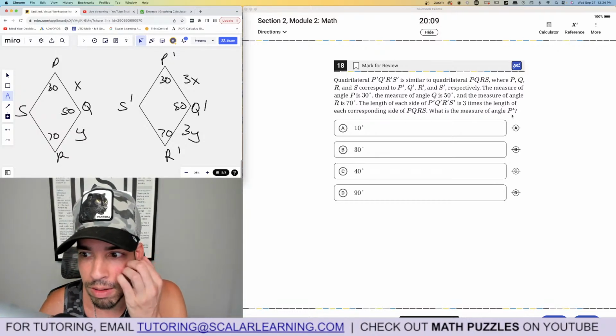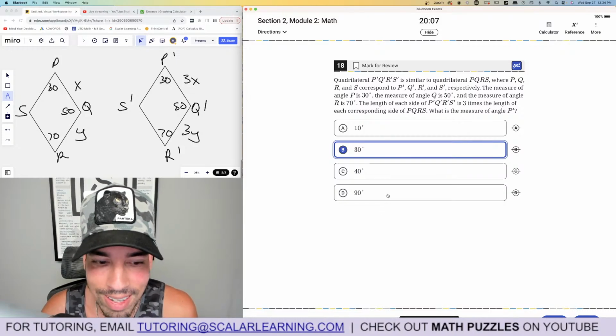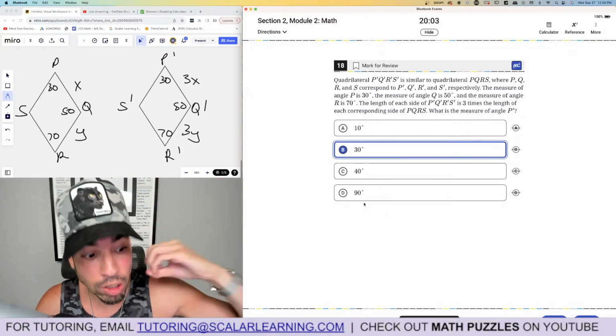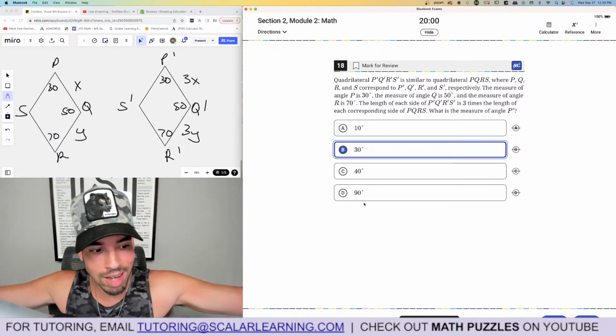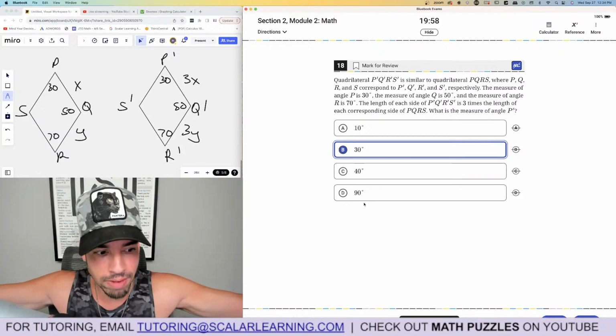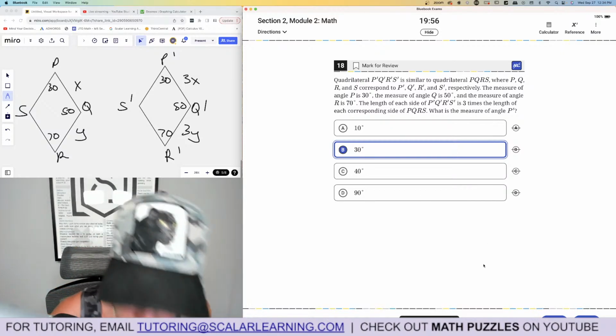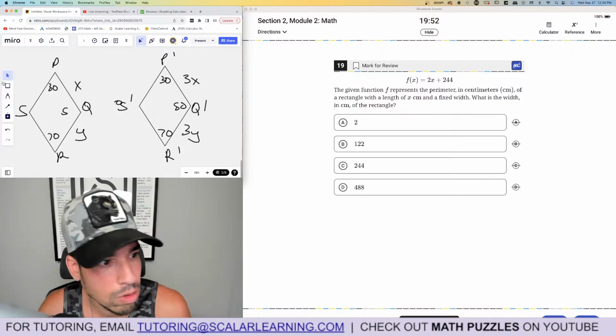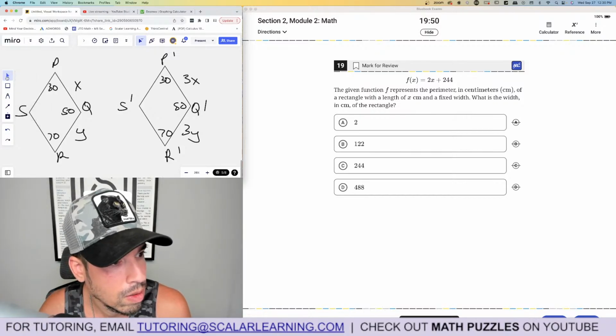Now, we already said it. P prime is 30. Why is it not 90? Because when the sides are tripled, for similar figures, the angles do not triple. The angles are identical. So it's the sides that might have a scale factor. Angles are exact same. So 30 is the winner. Boom, done.